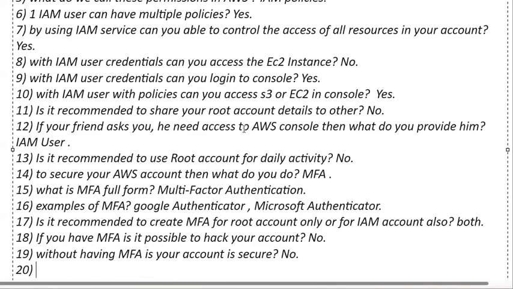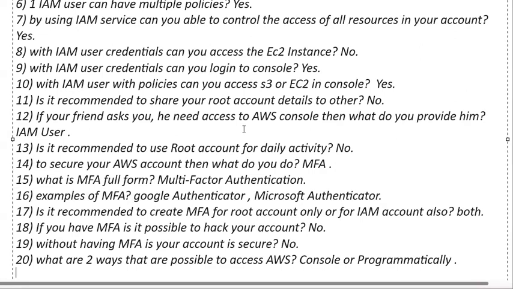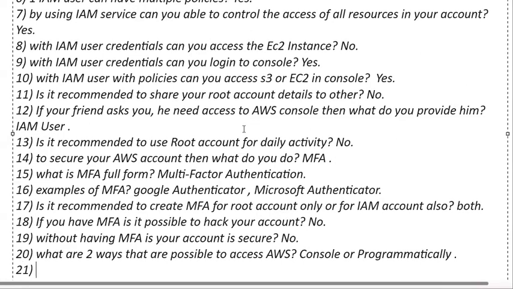There are two ways possible to access AWS, right? What are those two ways? One is the console, by which you can access AWS, and the other is programmatically. Programmatically, we can access AWS. So let's have another question.